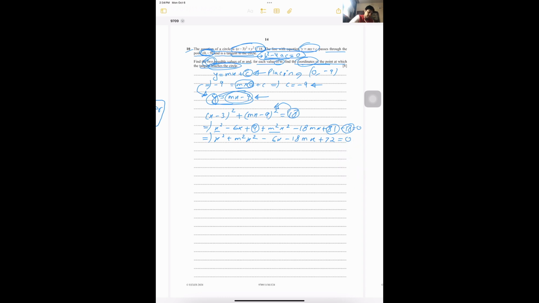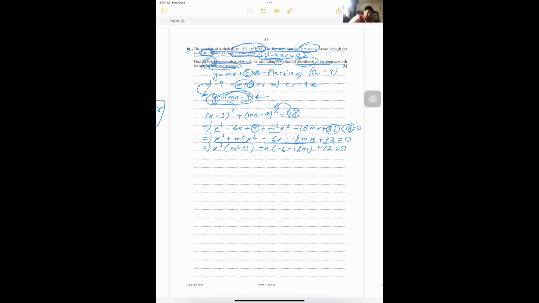And then we will take the coefficients of x as common. Let me show. M squared plus 1. So I've taken it common from this section. Now we'll take x common from this section. Then we'll have minus 6 minus 18m, and 72 is just 72. So we've found this much.